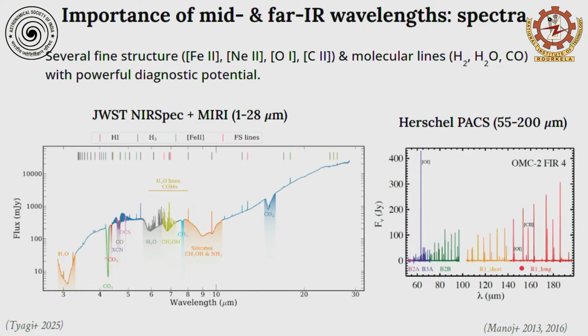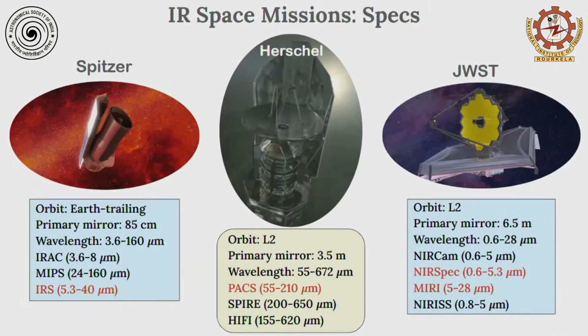So this is the primary motivation of going to mid-infrared. The rovibrational transitions and pure rotational transitions of several species fall here, and also the fine structure lines. So the three space missions that I'm talking about are Spitzer, Herschel, and JWST.